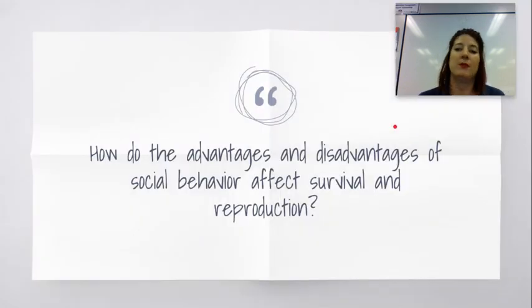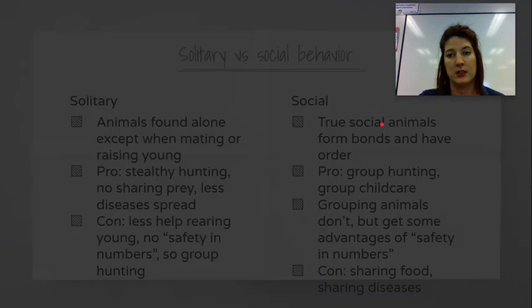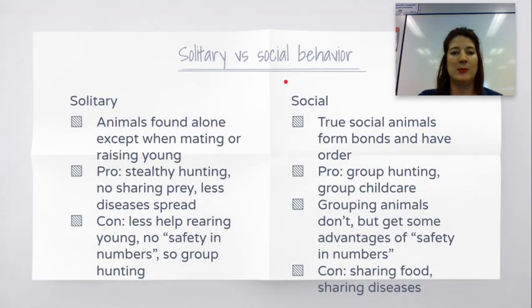Then we talked about the advantages and disadvantages of social behavior, especially in terms of hunting. So a solitary animal is one that's found alone, except for when it's mating or raising its young. The positive things about being solitary are that you have very stealthy hunting. You're able to camouflage pretty easily alone. There's no sharing of your prey. What you get is what you get, and there's less disease spread.